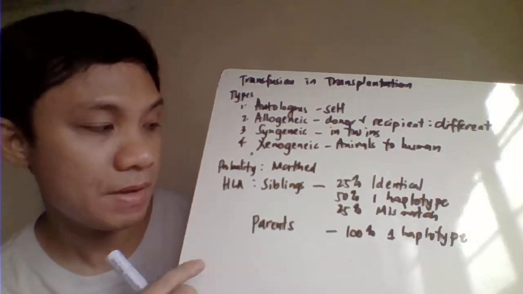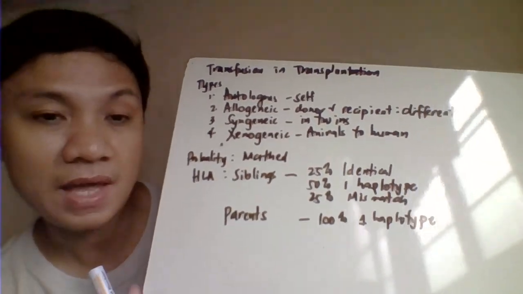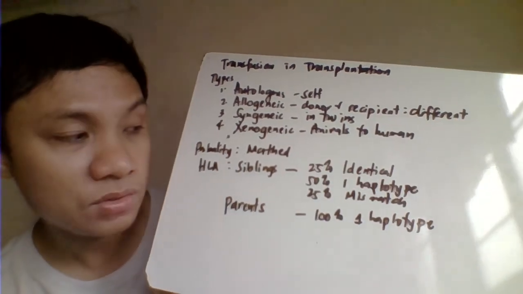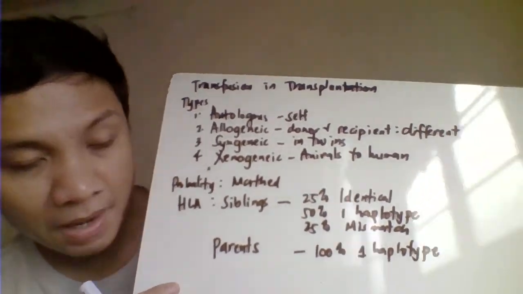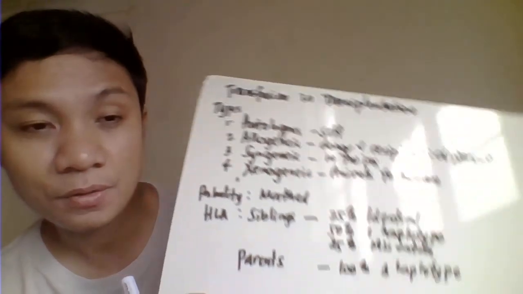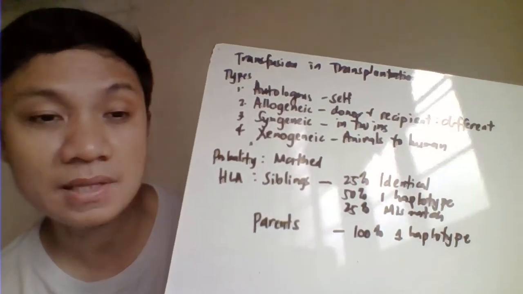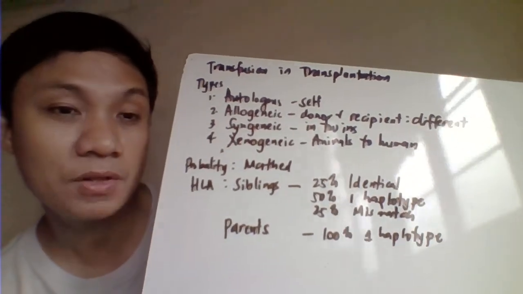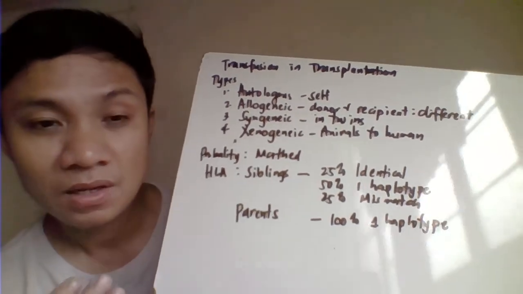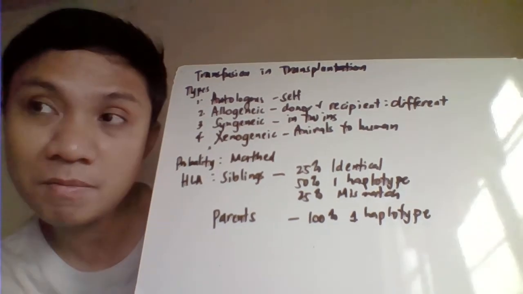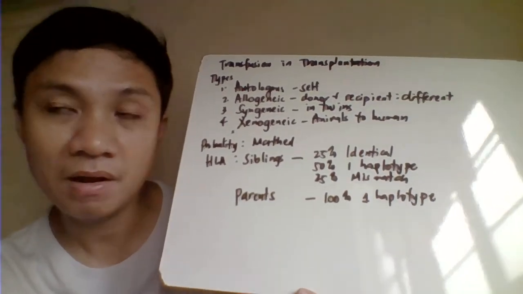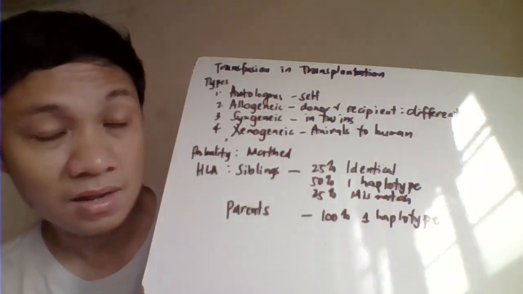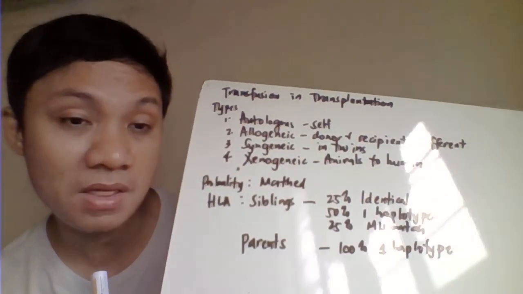We have here the match. If the donor and recipient are siblings, there is a 25% chance that the entire HLA is matched, 50% that one haplotype is matched, and 25% mismatch. If the donor is a parent and the recipient is the child, there is a 100% match of one haplotype, because offspring inherit one haplotype from the mother and one from the father. So if the father is the donor and you are the recipient, half of your haplotype is the same as your father's, because the other half came from your mother.